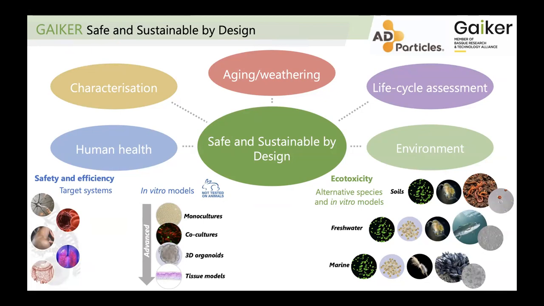So at the side of the human health, we basically perform studies to assess the safety and efficiency of the nanomaterials, of the materials and advanced materials, focusing mainly on five target systems. So central nervous system, immune system, dermal system, respiratory system, and gastrointestinal system. For it, we use basically in vitro models. So we don't perform here in vivo studies, avoiding in this way the animal testing.